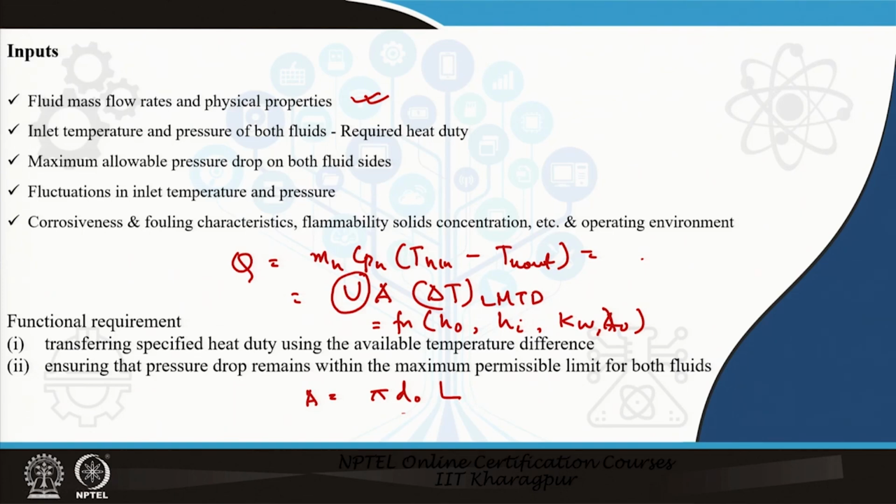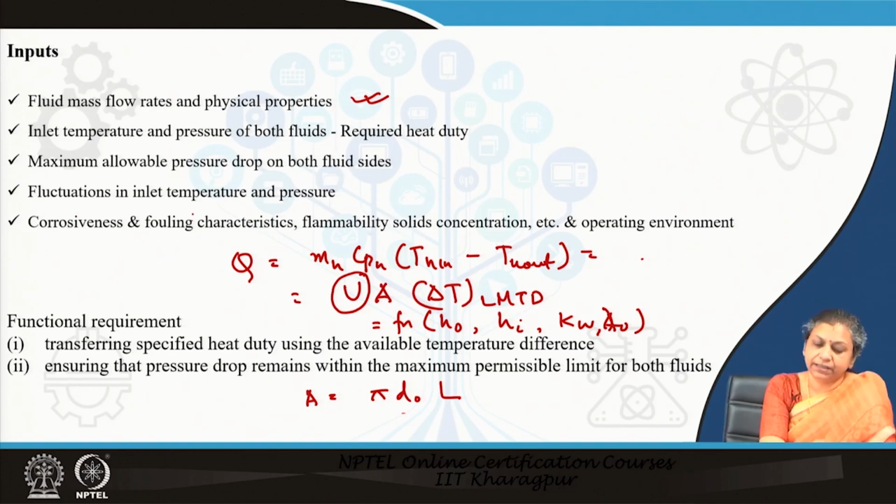You need to know the mass flow rates, you need to know the inlet temperature and the pressure of both the fluids, because based on the pressure only you have to decide upon the tube materials, etc. Maximum allowable pressure drop is also something very important. Fluctuations, if at all there are any in inlet temperature and pressure, in this case there were no fluctuations. If the fluctuations are there, then accordingly the heat exchanger has to be designed, so that any deviation from the normal operations can be taken care of by using the heat exchanger.